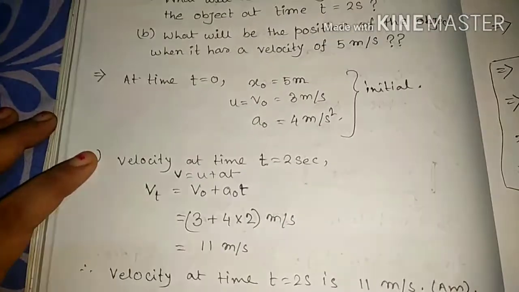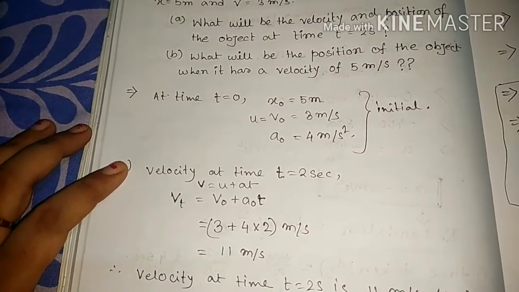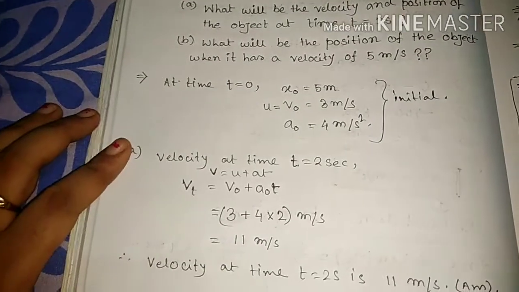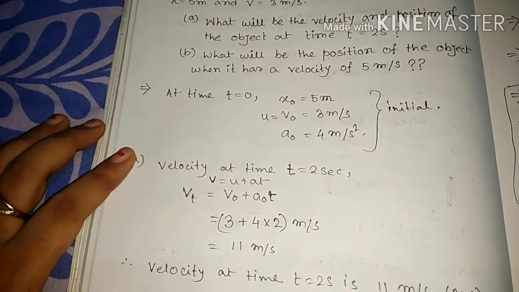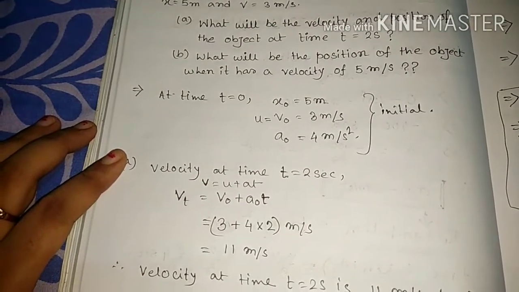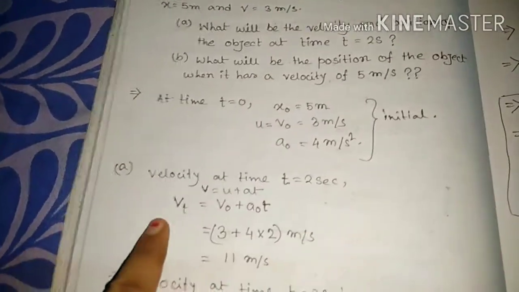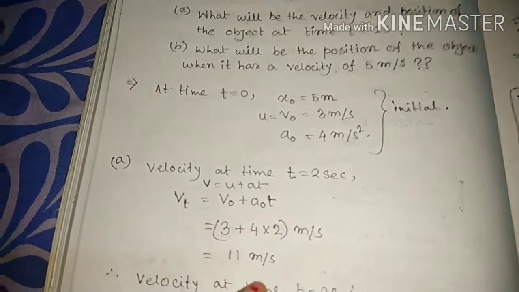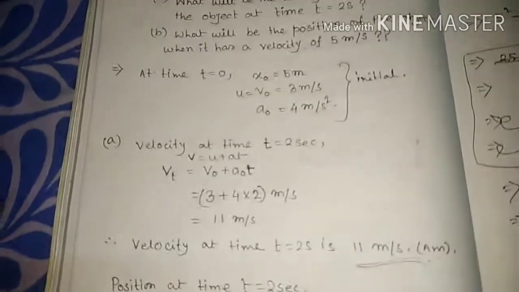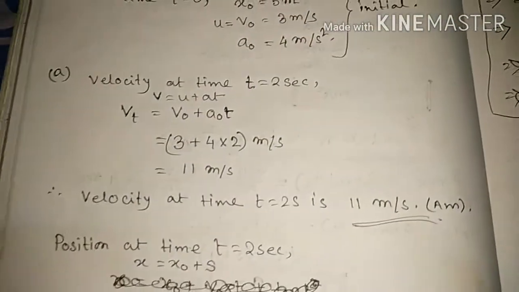So velocity at time t equals 2 seconds, we use the first equation v equals u plus at. That means here we write v0 plus a0 into t, and v0 and a0's values we know, and t equals 2 seconds we also know. So v at t equals 2 seconds equals 11 meter per second. So velocity at time t equals 2 seconds is 11 meter per second.